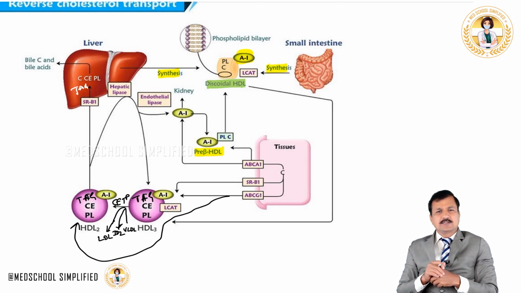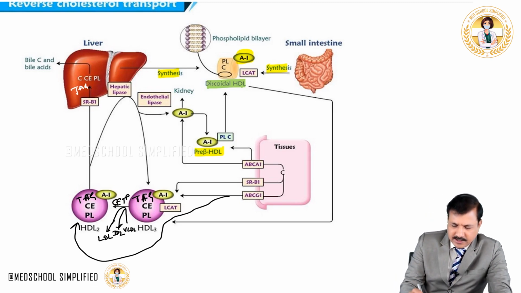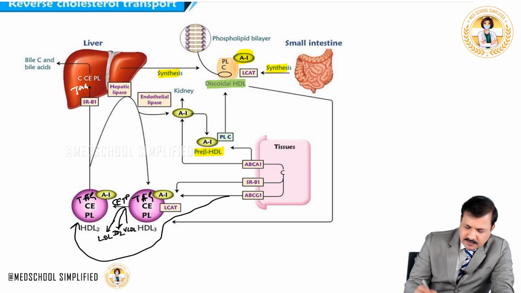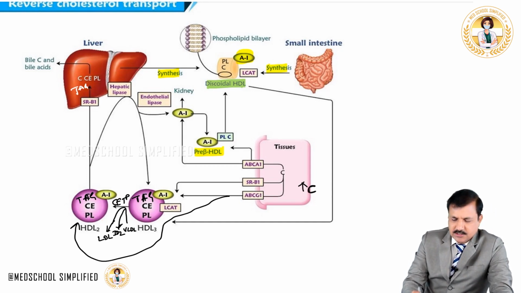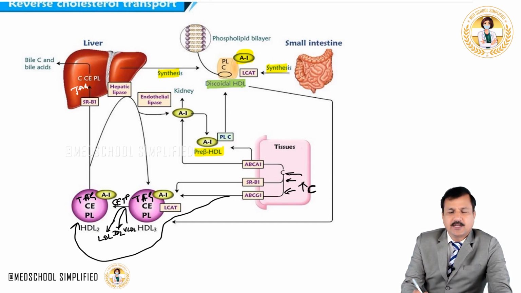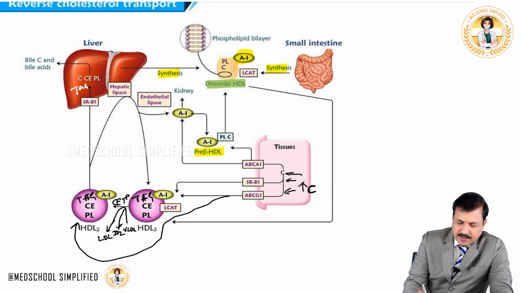especially in association with ABCA1 and the LCAT enzyme. Okay, so let me show you that. Here is the tissue that is shown, where I will write excess cholesterol, especially cholesterol ester and all that. So the excess cholesterol in the tissue is pumped out of this tissue through three types of ATP binding cassette transporters, and that is ABCA1, ABCG1 and SRB1.